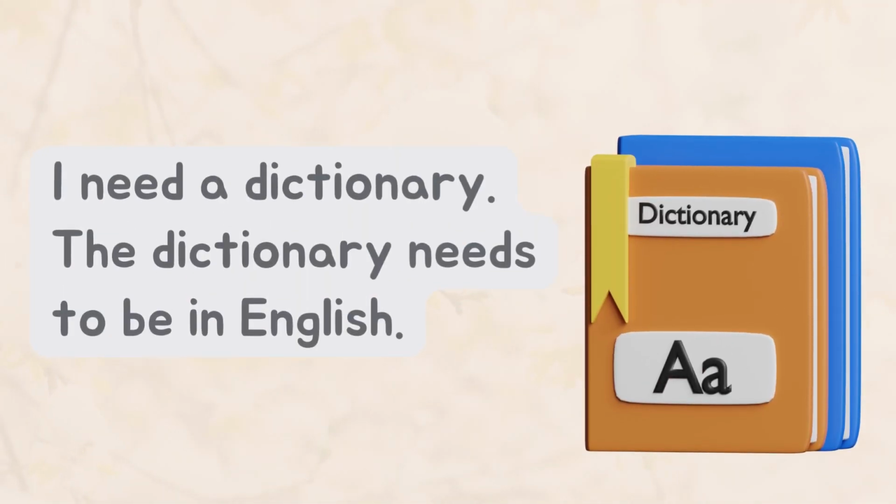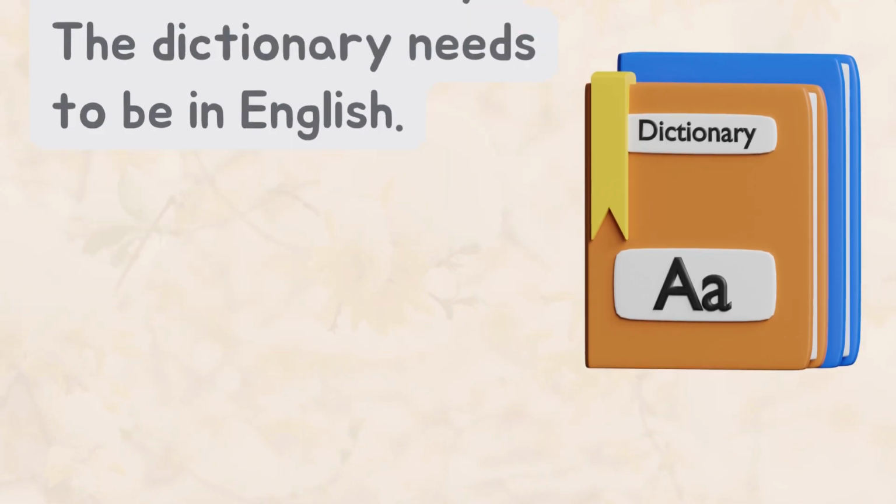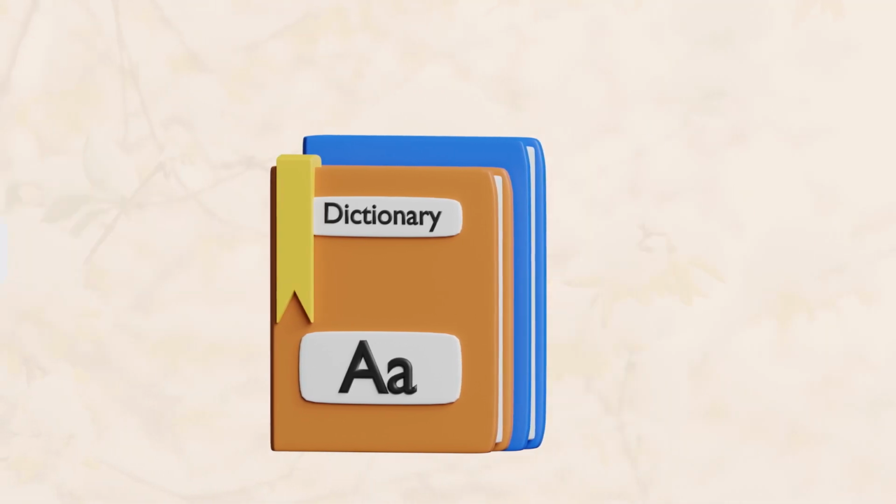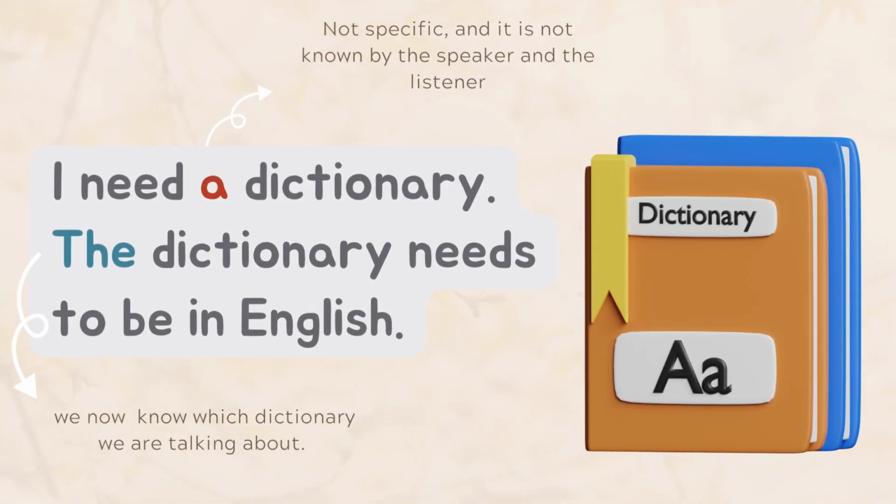I need a dictionary. The dictionary needs to be in English. In this sentence, first, we use the word a before dictionary because it is not specific and it is not known by the speaker and the listener. We use the word the before dictionary the second time because now we know which dictionary we are talking about. Also, notice that we used a before the first dictionary because it starts with a consonant.